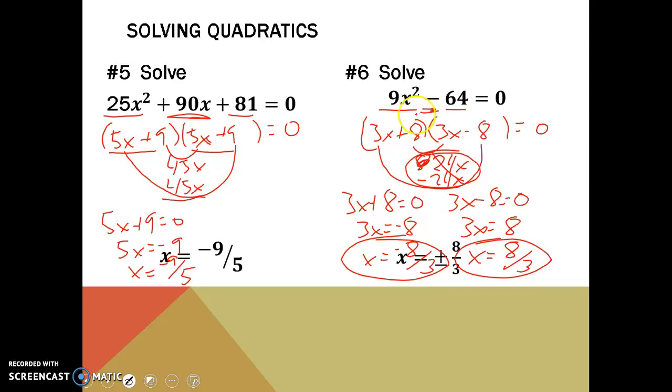Because it doesn't have a middle term, I could have just added the 64 to the other side and got 9x squared equals positive 64. Then I could divide by 9. And so if I divide both sides by 9, I want to get that x squared by itself. I'll have x squared equals 8. Let me start over here.